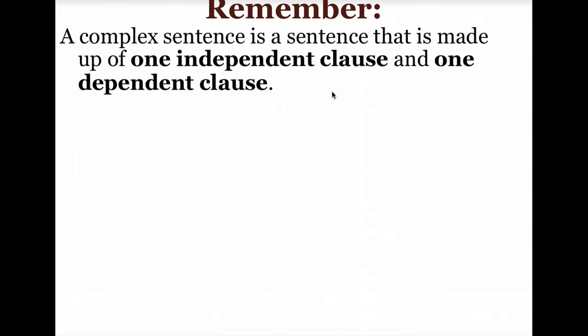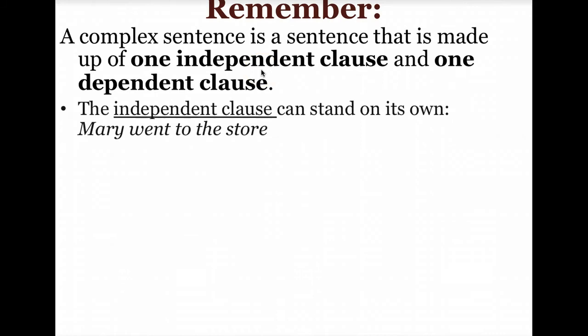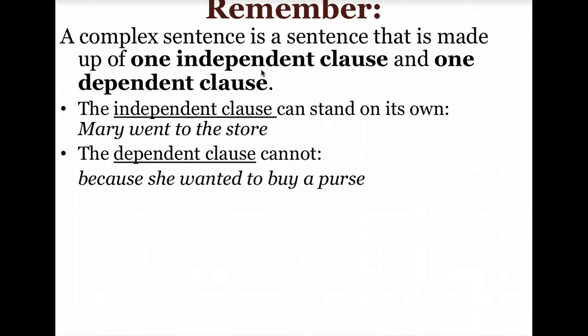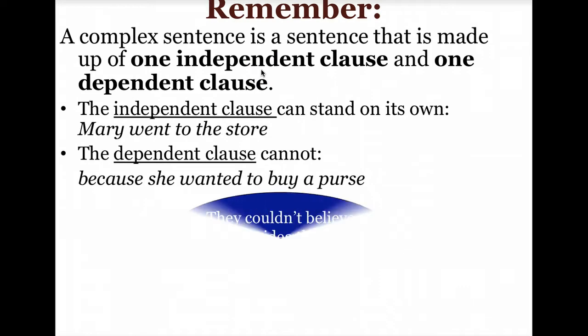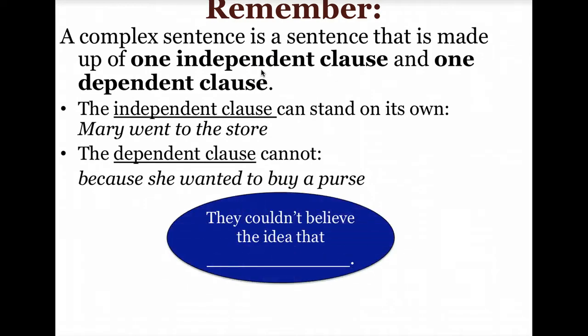Let's keep going. So remember, a complex sentence is a sentence that is made up of one independent clause and one dependent clause. So here's an example of the independent clause that could stand on its own: Mary went to the store. Here's an example of a dependent clause: because she wanted to buy a purse. How do I know that one's independent and one's dependent? I can use my little test, right? They couldn't believe the idea that Mary went to the store. That makes sense. Therefore, I know it's an independent clause. Let's test this other one.